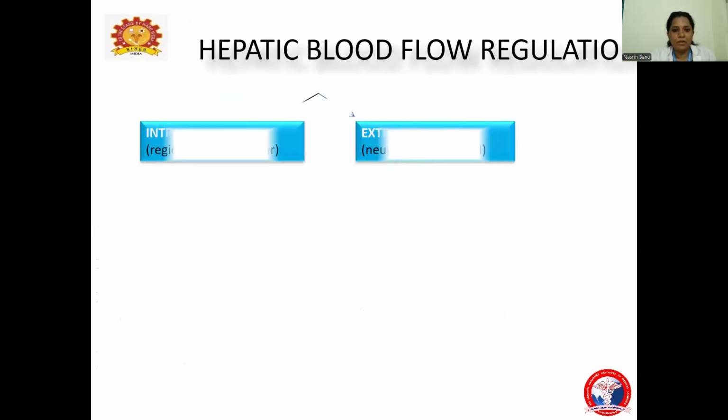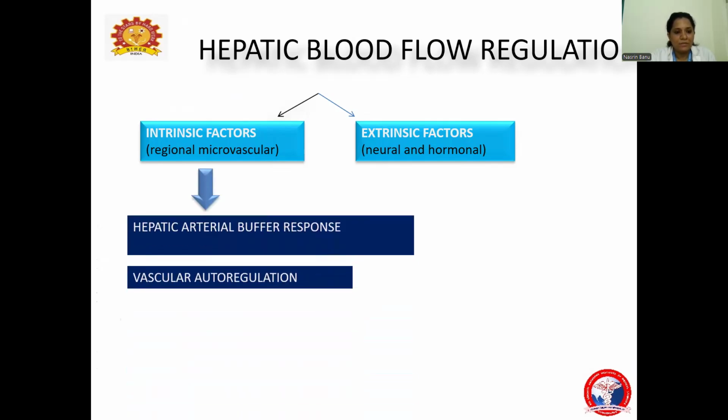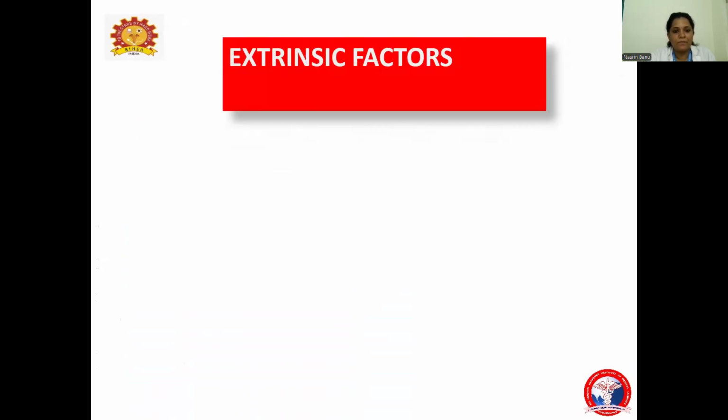The hepatic blood flow regulation. Intrinsic factors and extrinsic factors are there. The intrinsic factors are regional microvascular ones, whereas the extrinsic factors are neural and hormonal. The intrinsic factors are responsible for the hepatic arterial buffer response, which is a vascular autoregulation.